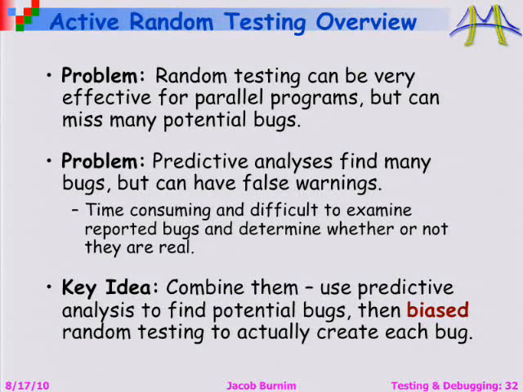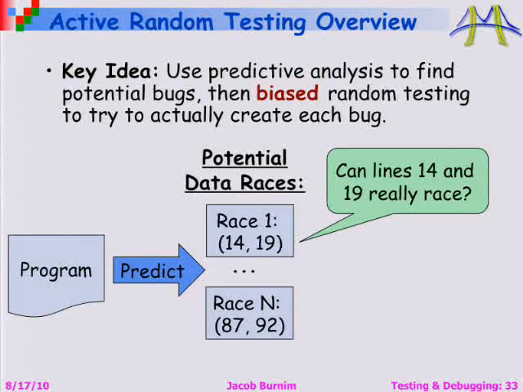So what we'd really like is some way to combine these two. To use predictive analysis to find places where there might be a parallelism bug, but then to use random testing, maybe some kind of biased random scheduling, to see if we can actually create each bug. So that instead of just telling the user, here are possible bugs in your program, we can say, we believe there's a data race, and here's a real execution where that data race happens. Give the programmer an execution or a trace that they can debug. And that's the key idea in active random testing.